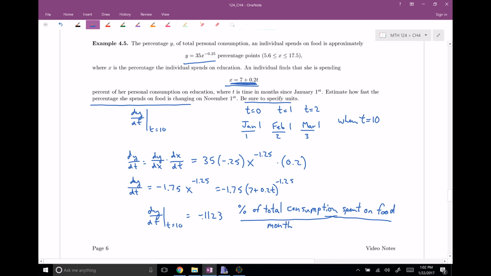All right. So that's how we can see a chain rule problem in kind of a more real-world situation.